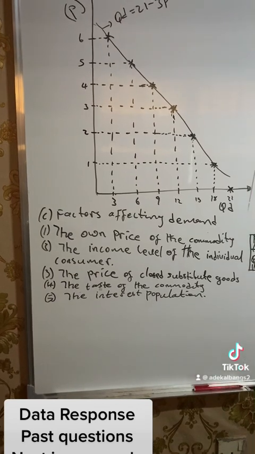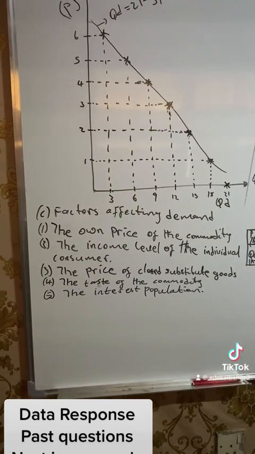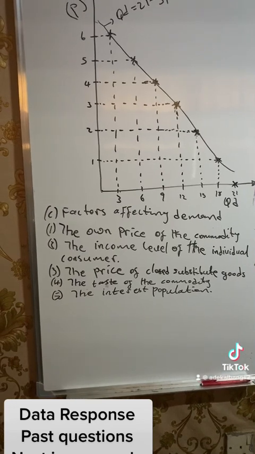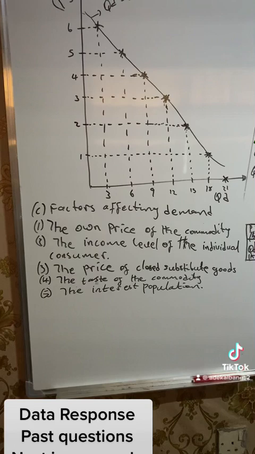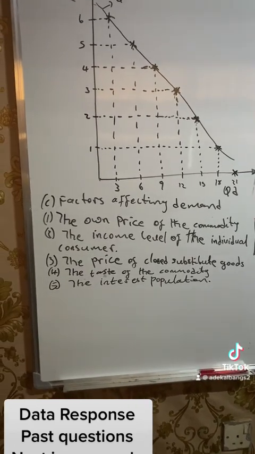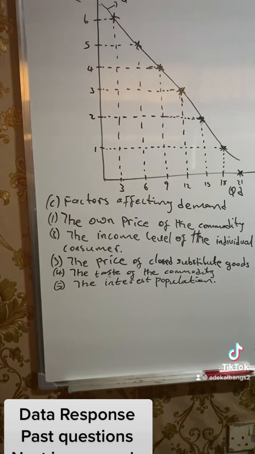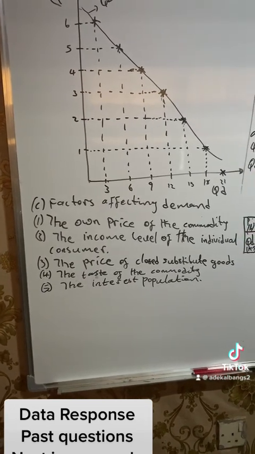The other one is the income level of the individual consumer. If you have higher earnings, if you get more money, definitely you may be tempted to demand more of a commodity that you like to consume. So the income level of the individual consumer is another factor that will affect demand.